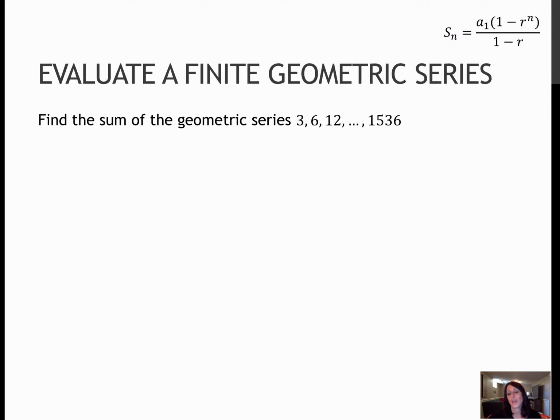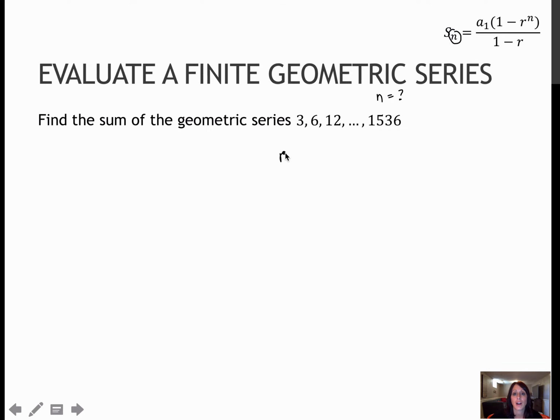For this one, we have another geometric series, and yet we don't know what n is. N equals question mark. We know what the last term is, but we don't know what the value is. So we're going to have to do a little bit of math to find what n is, or how many terms exactly we're finding the sum of.